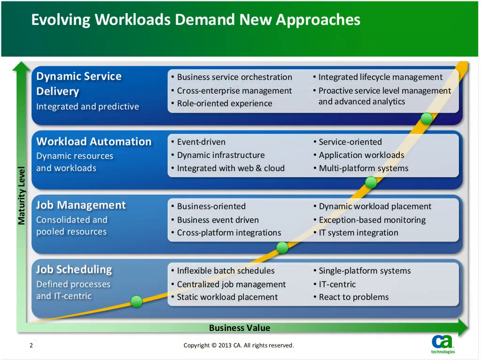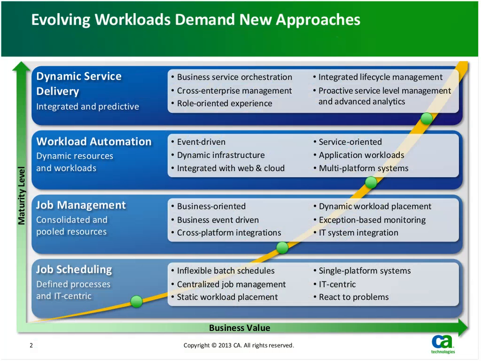So, first of all, just a couple slides of quick recap. For those of you who didn't see this at CA World, CA is continuing to see customers moving up the maturity levels from job scheduling to job management to workload automation to dynamic service delivery. And our focus is going to be to continue to support that migration from just the simple job scheduling that's distributed and flexible, the static and so on, and moving up the line to workload automation, which is very event-driven, dynamic, integrated, and so on.